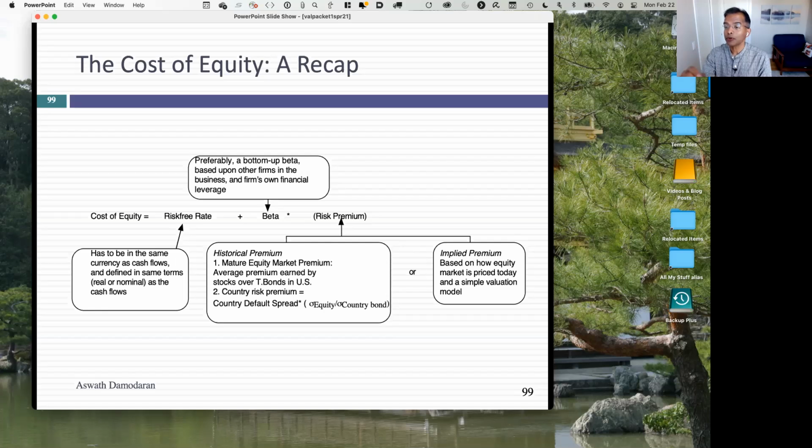So later in this class, when we talk about banks, we'll talk about a way in which you can bring your regulatory capital into betas. So if you're undercapitalized, you have a higher beta. If you're overcapitalized, you might have a lower beta. But for the moment, just take the levered beta. Don't try to do a debt to equity unlevering, relevering.